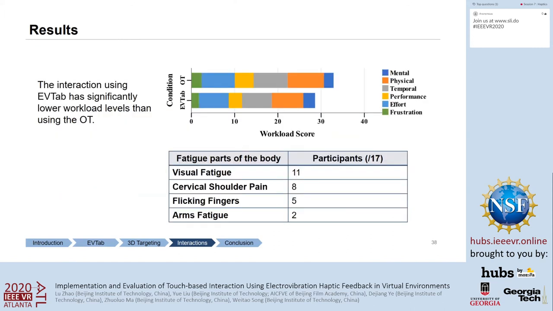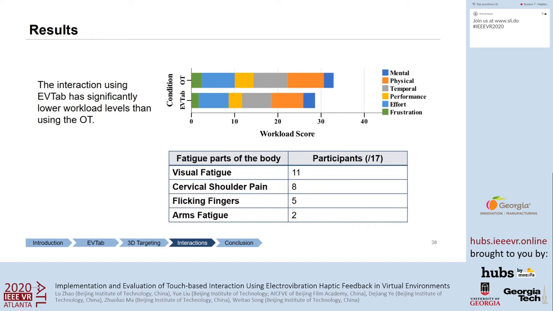We compared the effect of the two interaction conditions on the workload by conducting a paired t-test. The results show that the interaction using the EVTAP has significantly lower workload levels than using the ordinary tablet. The workload of the physical, temporal, performance, effort, and frustration aspects is decreased when using the EVTAP. However, the results of the individual sub-aspects don't reach statistical significance.